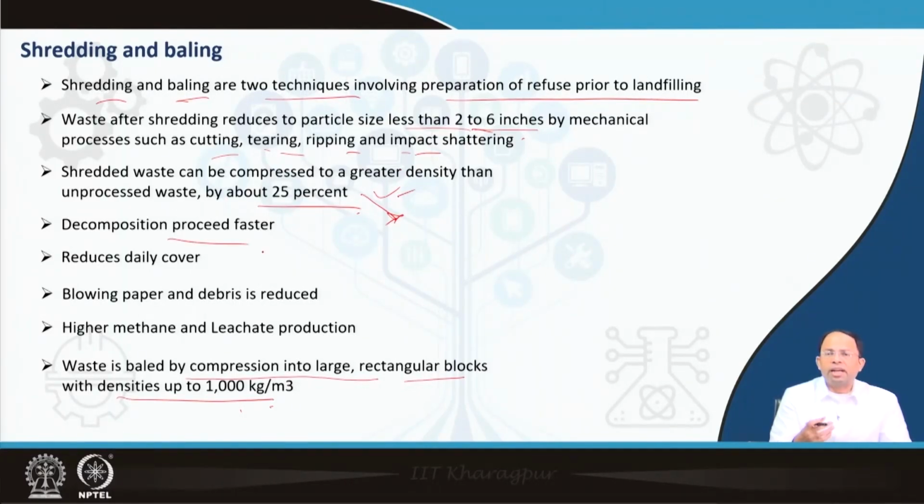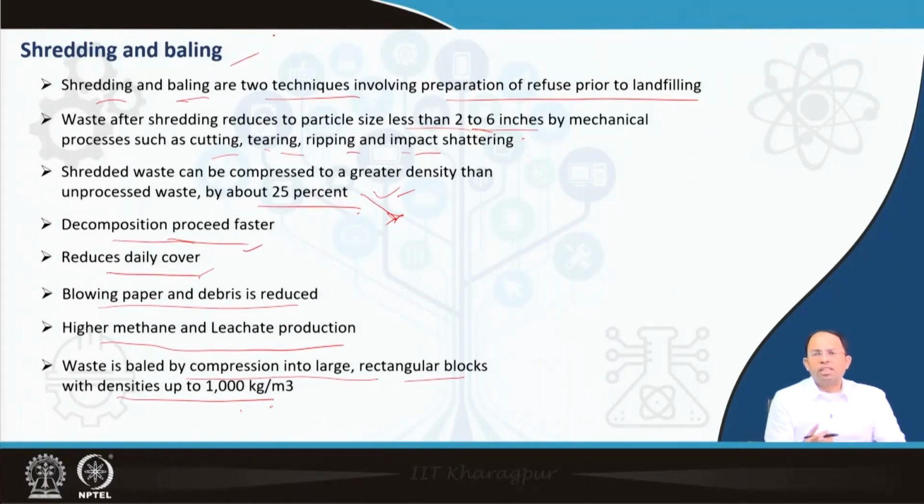Shredding also, because we are making it into smaller pieces, helps in faster decomposition. It reduces the daily cover because there would be fewer things sticking out of the waste, since everything is small in size. So the cover could be given uniformly. It reduces blowing of paper and debris from the waste. It also results in higher methane and leachate production because of more decomposition. So that is why, before we put the waste into the active landfill site, we can adopt these particular measures.